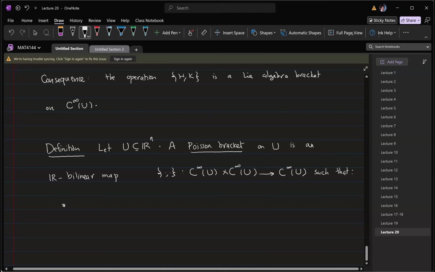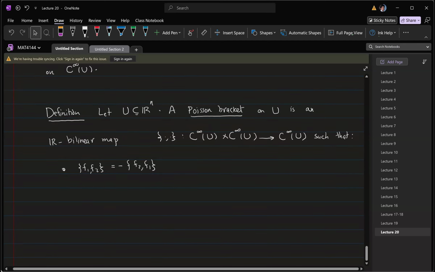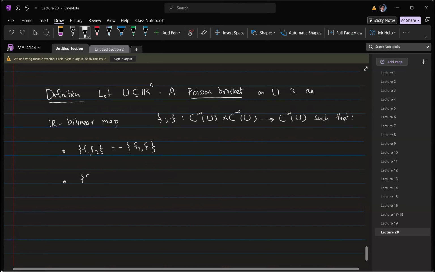First, the first two conditions are the conditions of a Lie bracket. So {F1, F2} equals minus {F2, F1}, the antisymmetry, and {F1, {F2, F3}} plus {F2, {F3, F1}} plus {F3, {F1, F2}} is 0, the Jacobi identity.